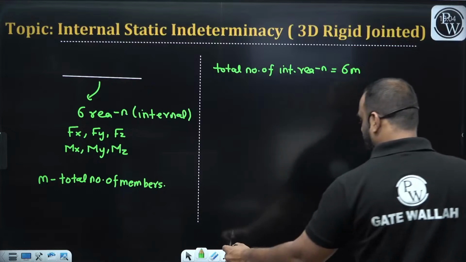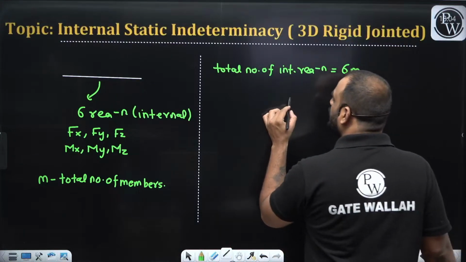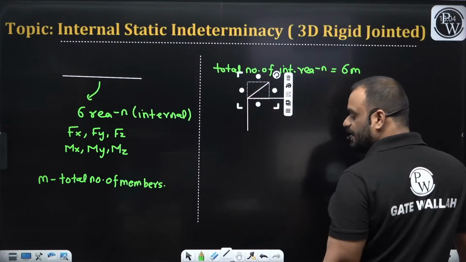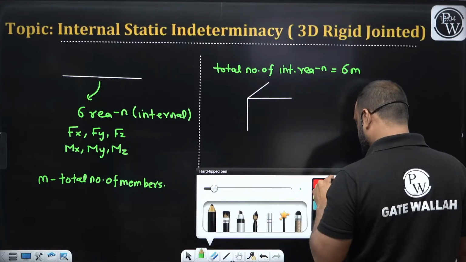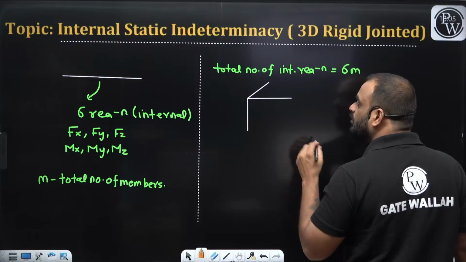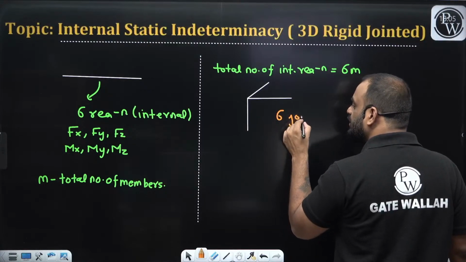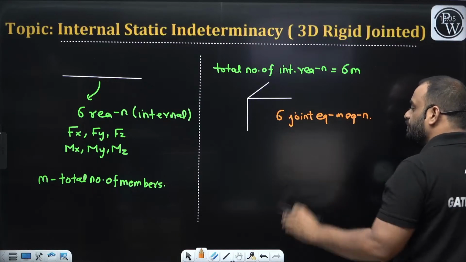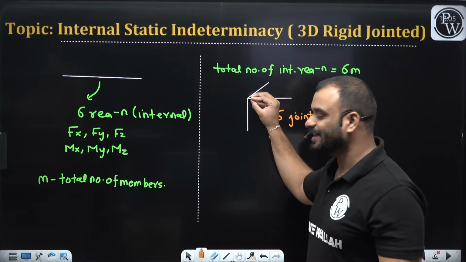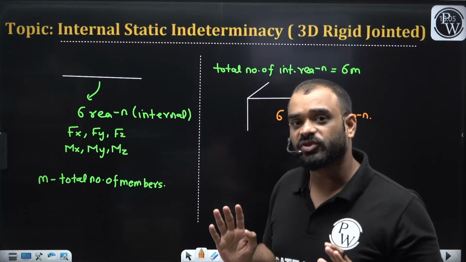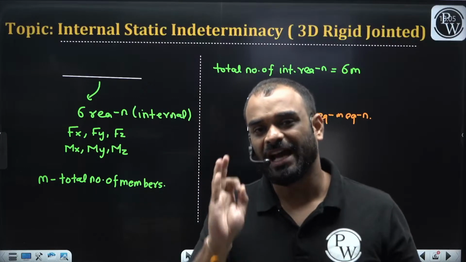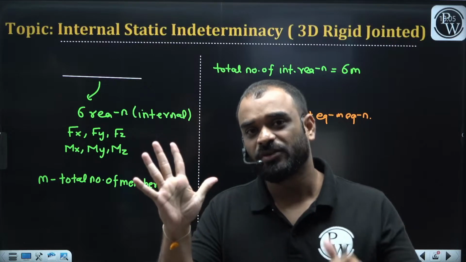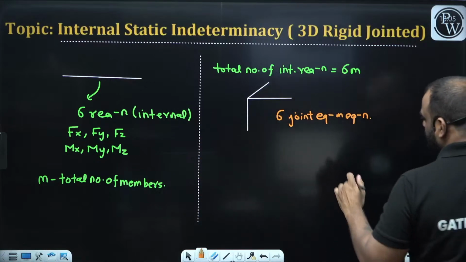So let us draw it and write it also. Let us consider this is a 3D rigid joint. At this particular joint, guys, we have 6 joint equilibrium equations. That means if you want to keep this particular joint in equilibrium, it should satisfy 6 joint equilibrium equations, and that is summation Fx = 0, Fy = 0, Fz = 0, Mx = 0, My = 0 and Mz = 0. Simple, right? So let us write it down.